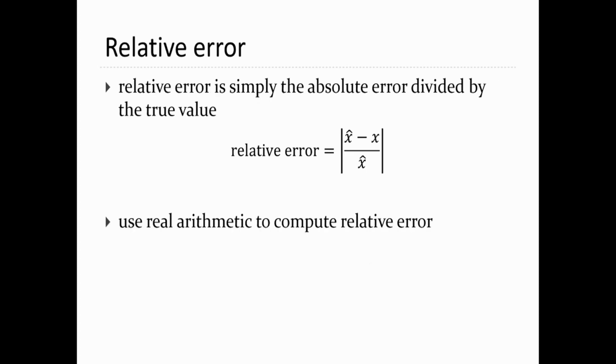Okay, so relative error is just the absolute error divided by the true value. When you compute relative error, you don't use ULPs. You just use regular old math, so you use real values for this. I'm not going to go through any examples because we're not really going to look at relative error in this course, but if you ever see the term relative error, that's what they're talking about.